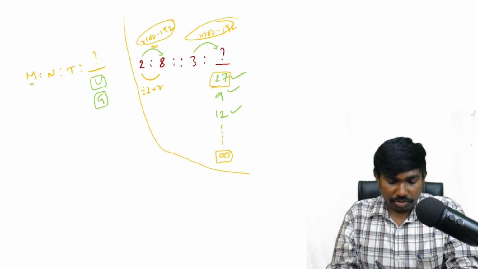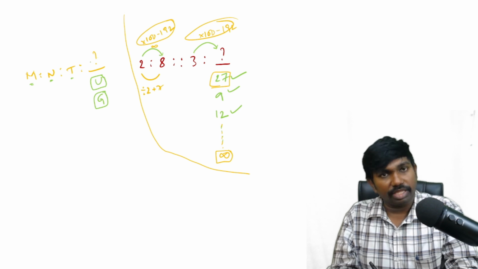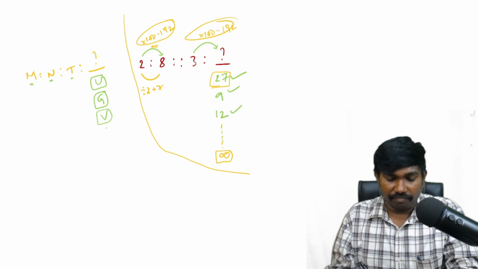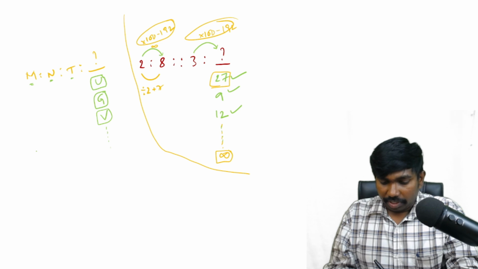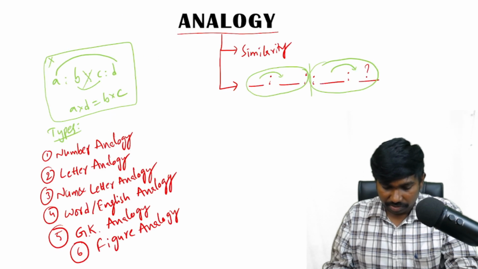M is a consonant and its next consonant is N, right? So T is a consonant only. Its next letter is U, but that is a vowel. Next consonant is V, and that may be there in the options. If it is also not there, we have to go for some other logic. Okay. Right. Next, how can the questions be asked based on this?